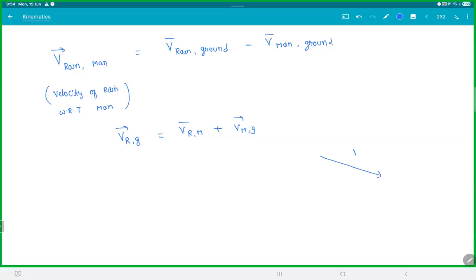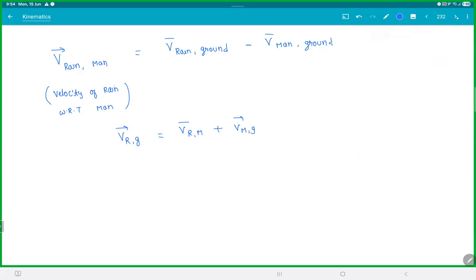So if this is your VRM and if this was your velocity of man with respect to ground, then the resultant vector, from the remaining tail to the remaining head, is that. Something of that sort. It is just a picture there. So that's a vector way of writing it.